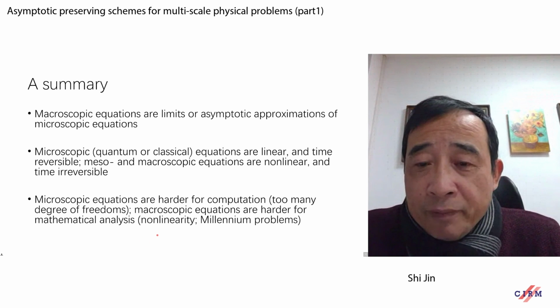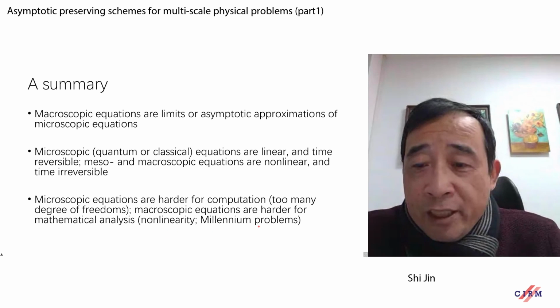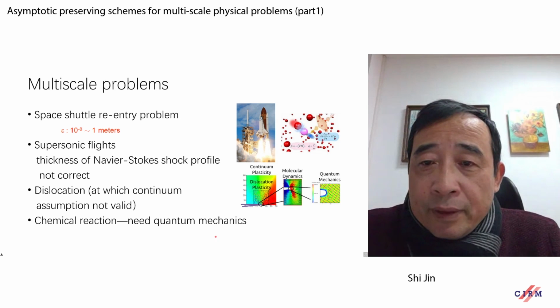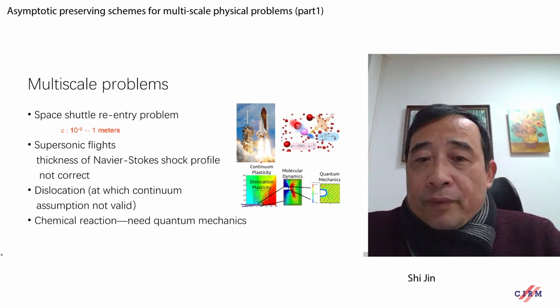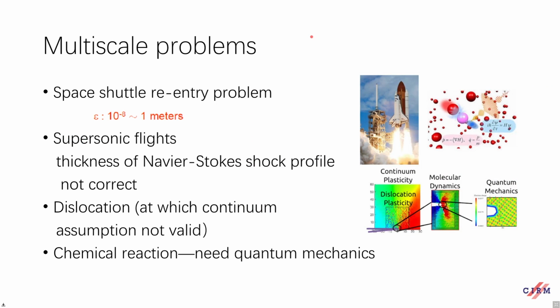It's very funny that for the microscopic ones, mathematical analysis can be easier, but the numerics are hard. Macroscopic ones are exactly the opposite. And one of the millennium problems is to understand the regularity of the incompressible Navier-Stokes equation, so you see how hard it is. I hope by now you get an idea of the connection between all these different laws and physical scales.